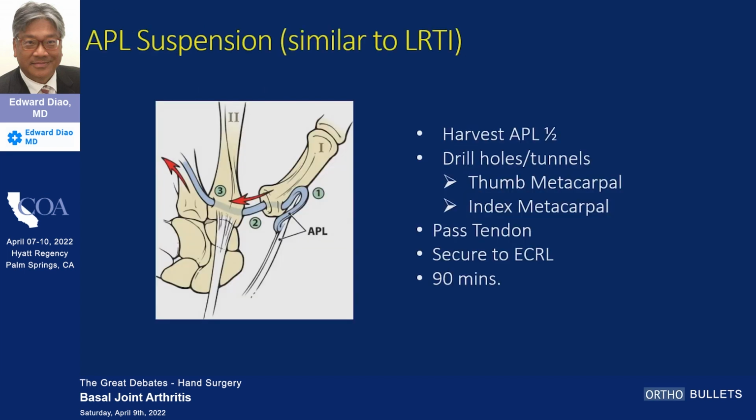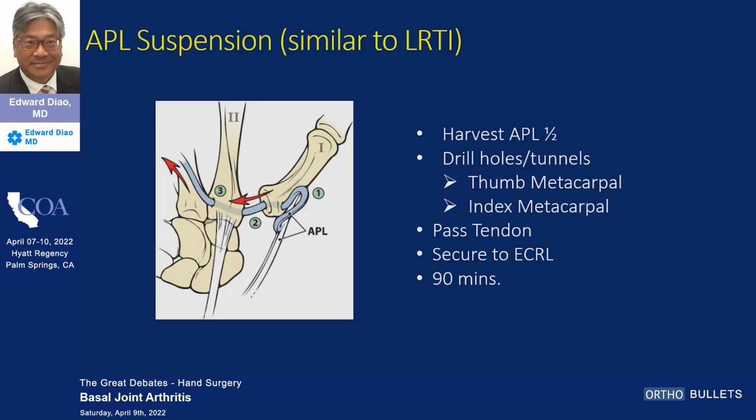So I'm going to review a couple of techniques that I think are worth talking about. The APL suspension is what I did the first 10 years of my career. It is very similar to the LRTI. I found it easier to provide the tension, and instead of harvesting flexor carpi radialis here, I would harvest abductor pollicis longus, either the whole thing or one slip, and the drill holes are the same. You harvest half, you have to put drill holes in the thumb metacarpal base, and then into the index.